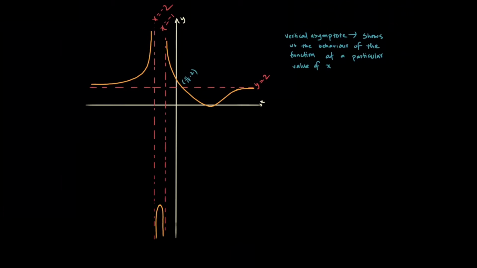Now, what about the horizontal asymptote? Our horizontal asymptote shows us the behavior of a function as x gets very large or very small. Look at this side. As we keep on decreasing the value of x from -2 to -infinity, the value of y slowly approaches 2. So in summary, asymptotes aren't lines that the curve doesn't touch. They just show us the behavior of the function at particular values of x and when x gets very large or very small. Now let's go ahead and solve this too.